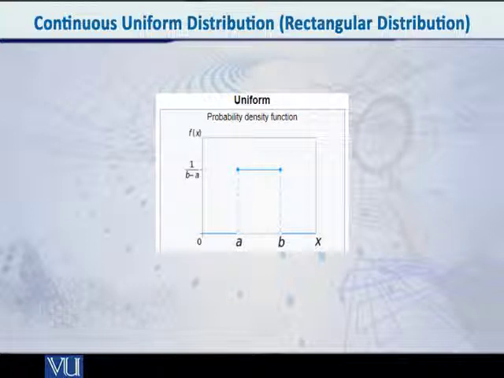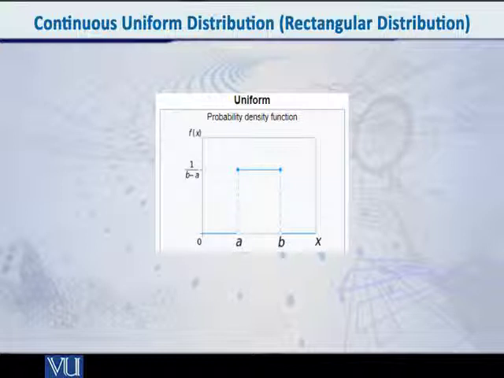Now, you might be wondering how it became horizontal. Well, it is quite simple. Look at the PDF, what is its expression? 1 over b minus a. Suppose that a is equal to 3 and b is equal to 5. So 1 over 5 minus 3. So that is 1 over 2. So this means that f of x is equal to 1 by 2 or 0.5.